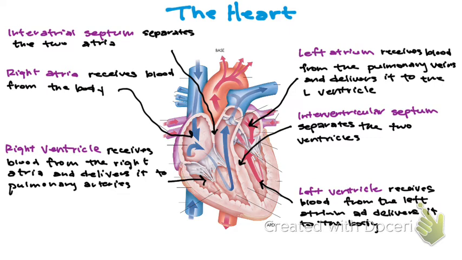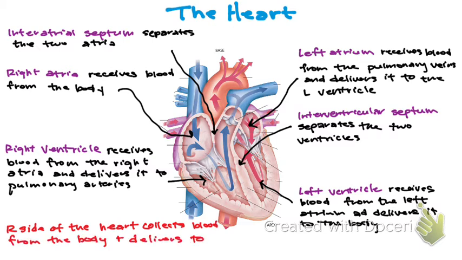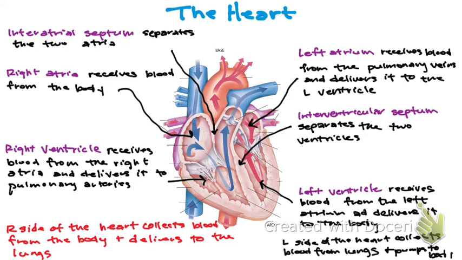So these are kind of two separate systems, if you think about it. The right side of the heart collects blood from the body and delivers it to the lungs, whereas the left side of the heart collects blood from the lungs and delivers it to the rest of the body.